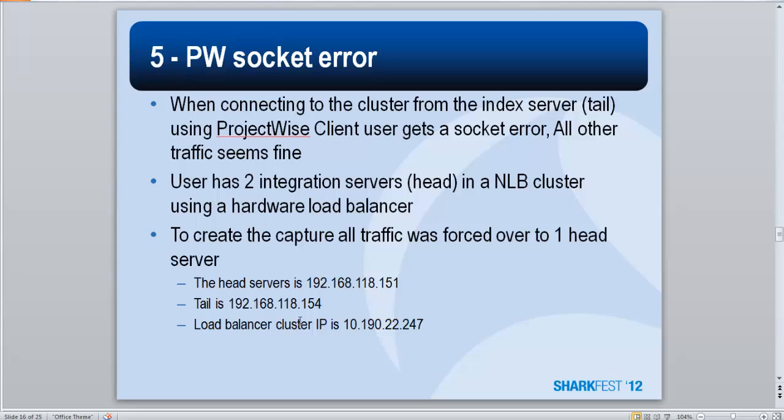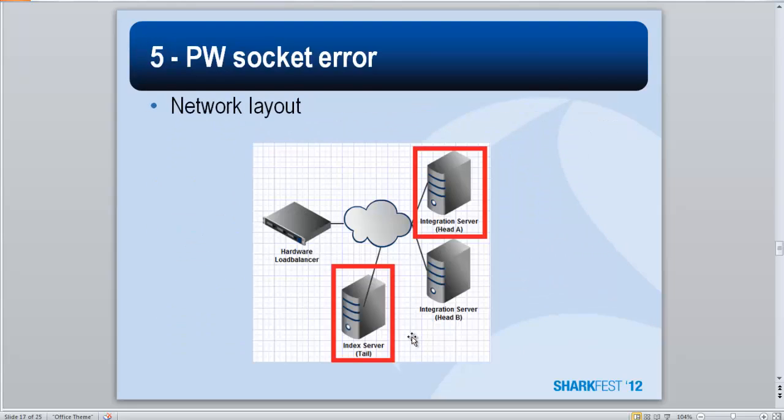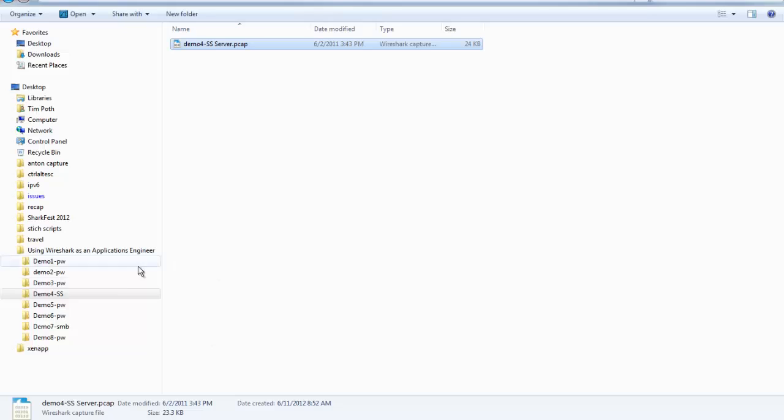So we have the head server's IP address is 151. The tail server is 154. And the actual cluster IP address for this head server is 247. And this is a network diagram for the situation. So we'll go ahead and take a look at the captures.